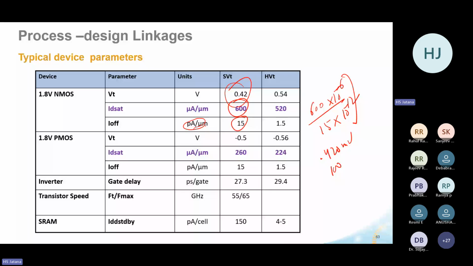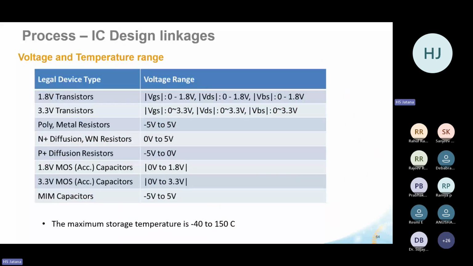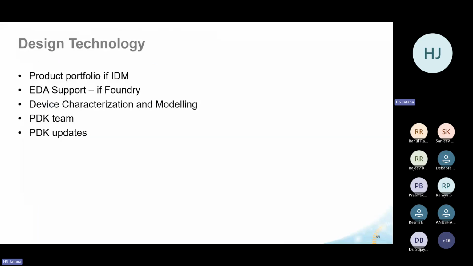So inverter gate delay is of the order of picoseconds. Transistor speeds will be around 65 gigahertz FT for a 180 nanometer device. For a 130 nanometer device, this is around 80 gigahertz FT of a single transistor. All these specifications will vary, and this PDK will give all this information, and the voltage and temperature range of each, because the various types of parasitic resistors will have some range. The diodes will have some voltage range. So all that information is given in this.